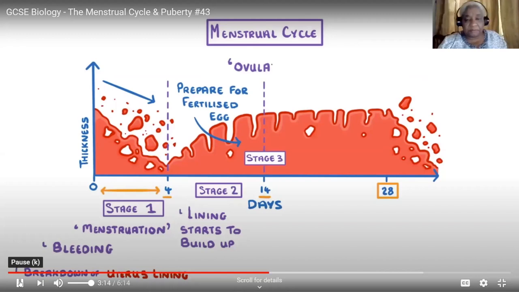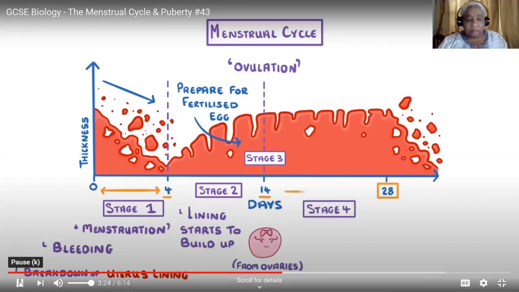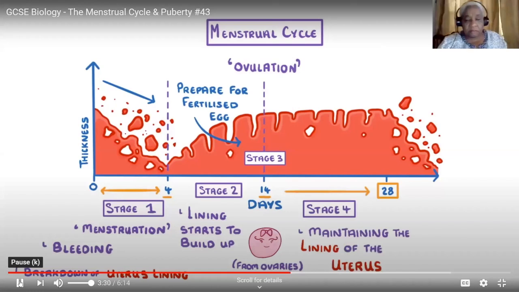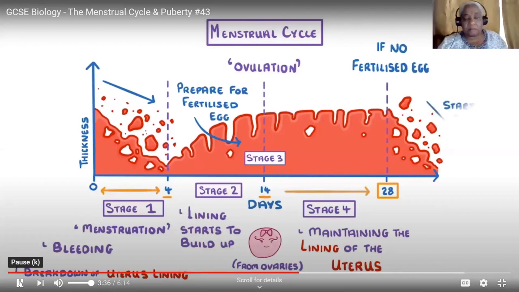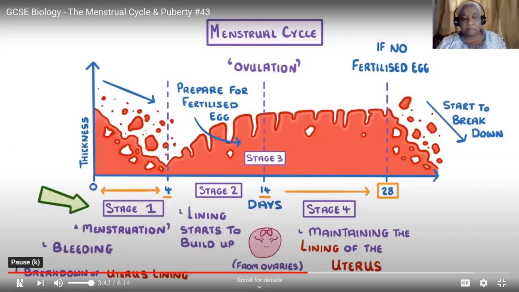Stage 3 is ovulation. This takes place in a single day and involves the egg being released from one of the ovaries. Stage 4, though, stretches all the way to day 28, and it involves maintaining the lining of the uterus. Once we get to the end of the cycle, if no fertilized egg has made it to the uterus, then the uterus wall would start to break down. So it would be back to stage 1, and the whole cycle would repeat.